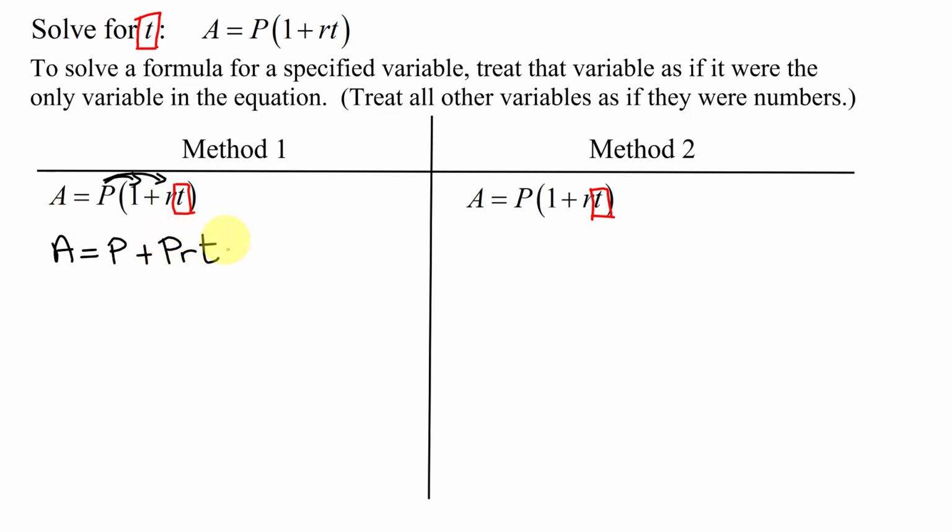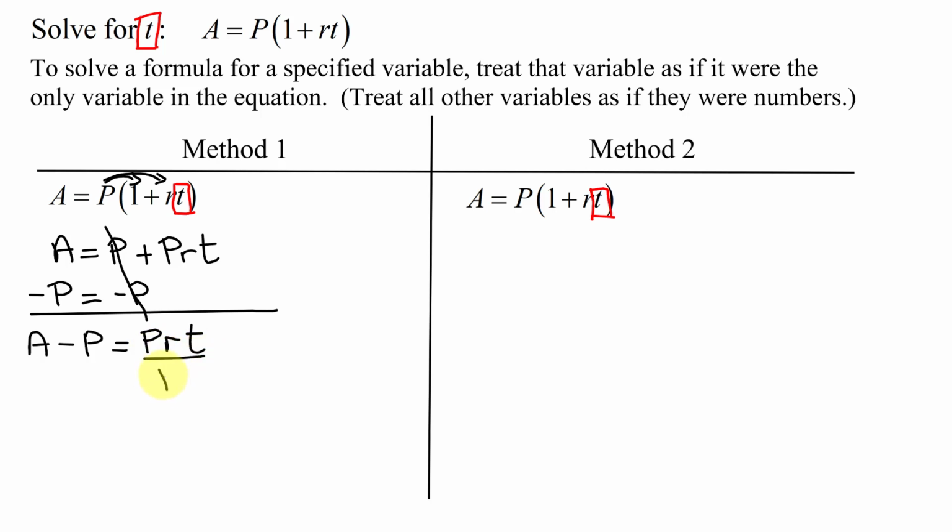I need to get the prt by itself, so I'm going to have to subtract p from both sides of the equation. On the left-hand side, two unlike terms can't combine, so I have a minus p equals p minus p adds up to 0, so on the right-hand side, I just get p times r times t. Now, how are the p and the r attached to the t? They're attached by multiplication, so you undo it by dividing both sides by p times r.